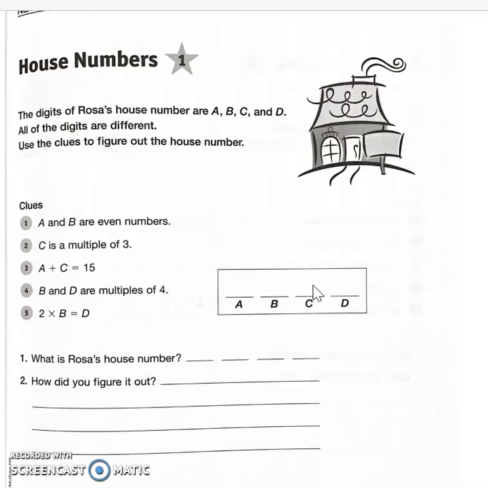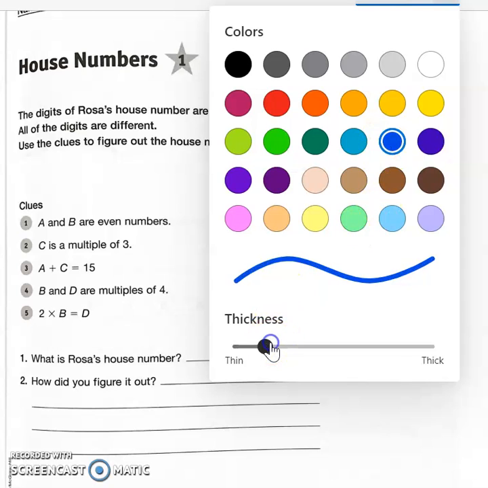I think I know what that is already. Okay, figure that out. Can you? What would A and C have to be if C is a multiple of 3, A is even, and the sum of them together is 15? Can you figure that one out?